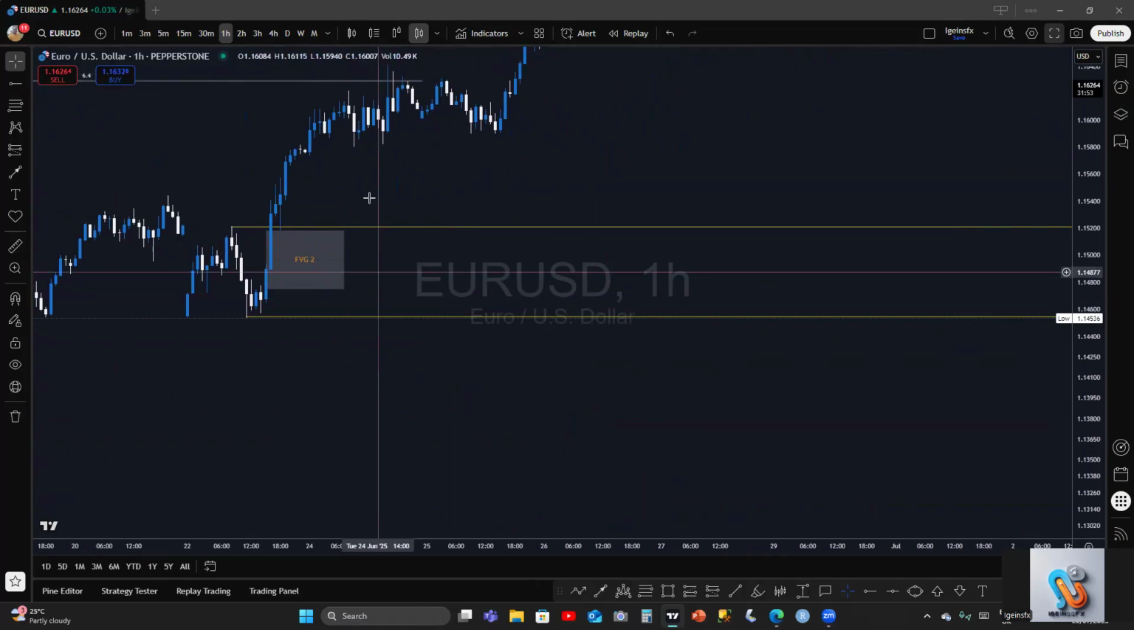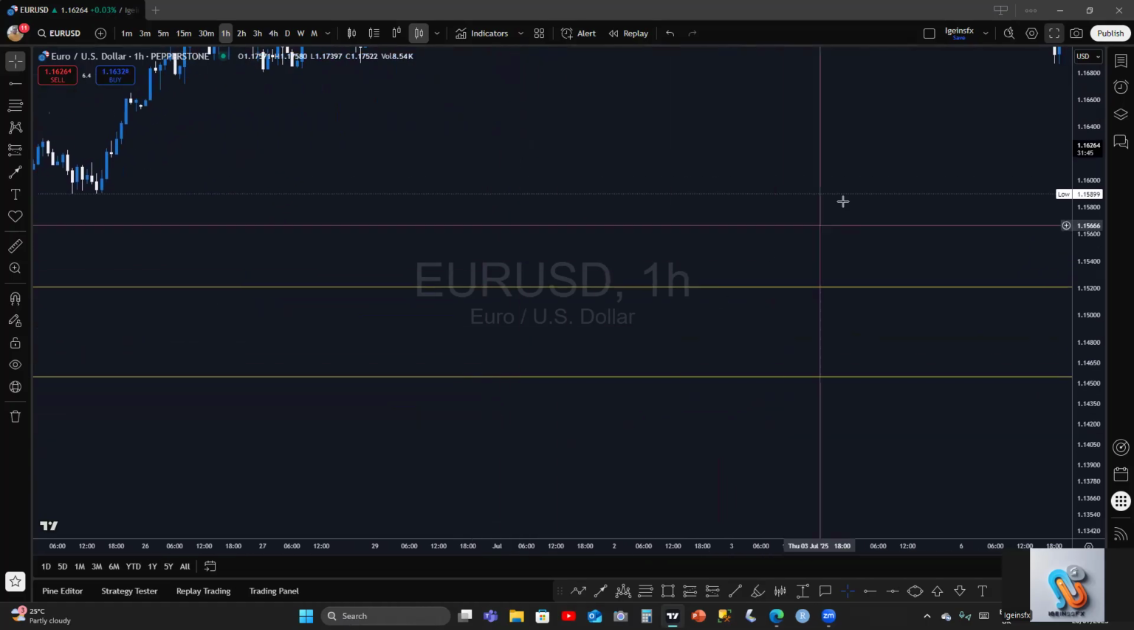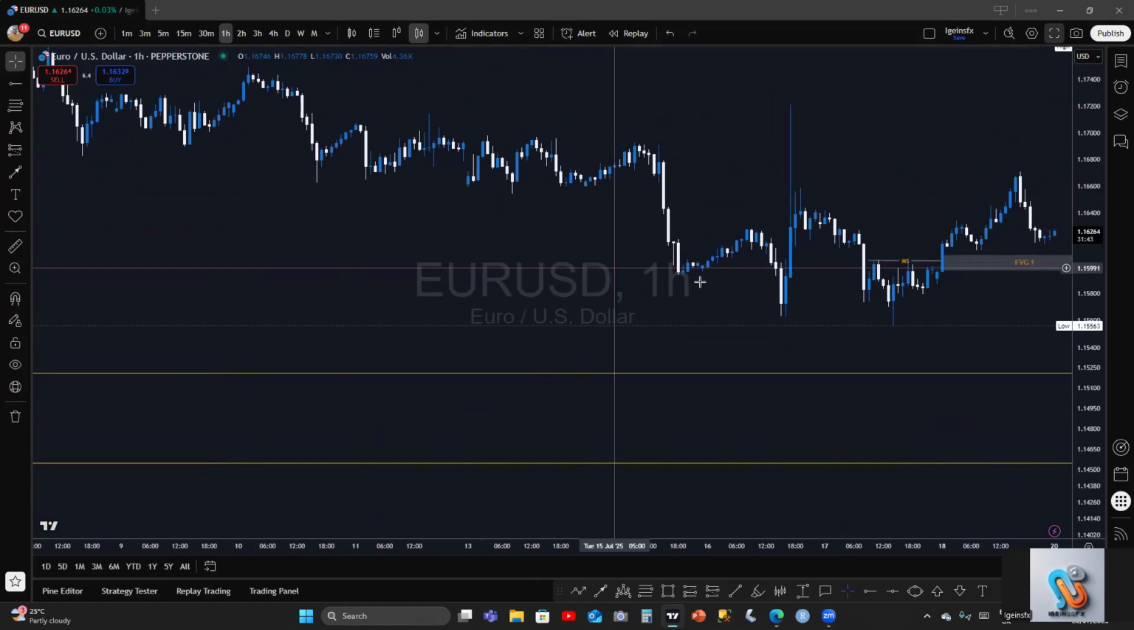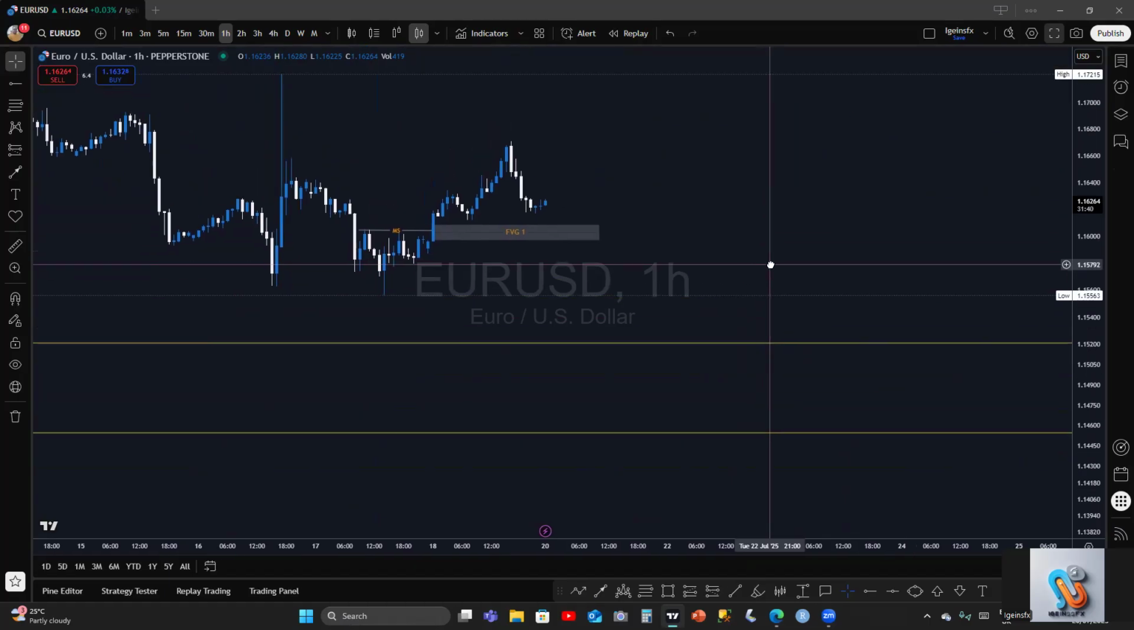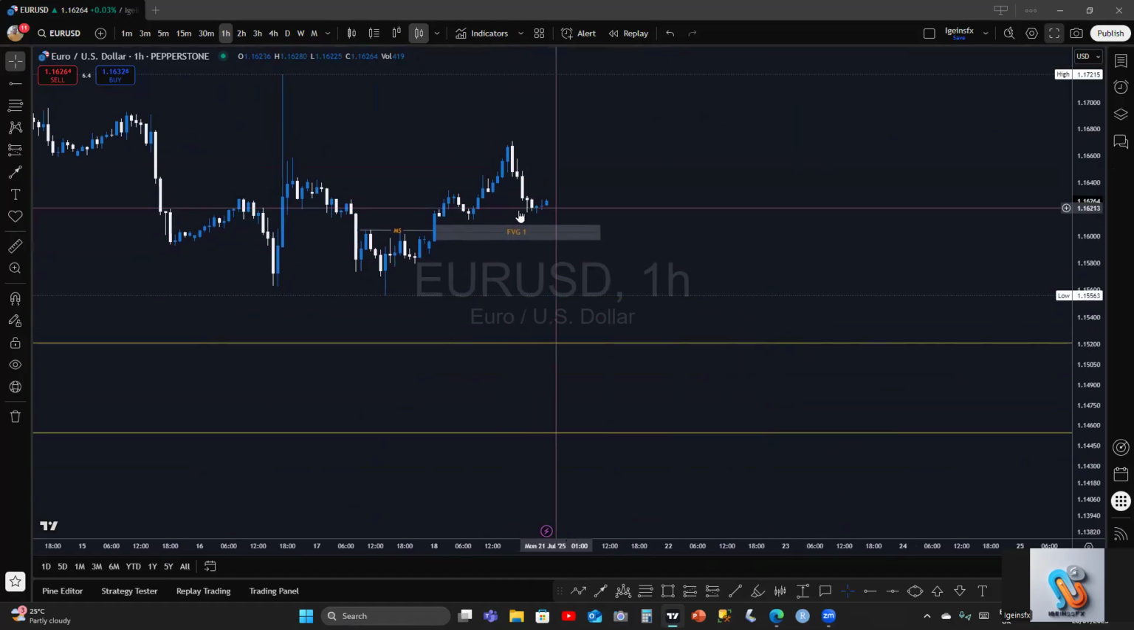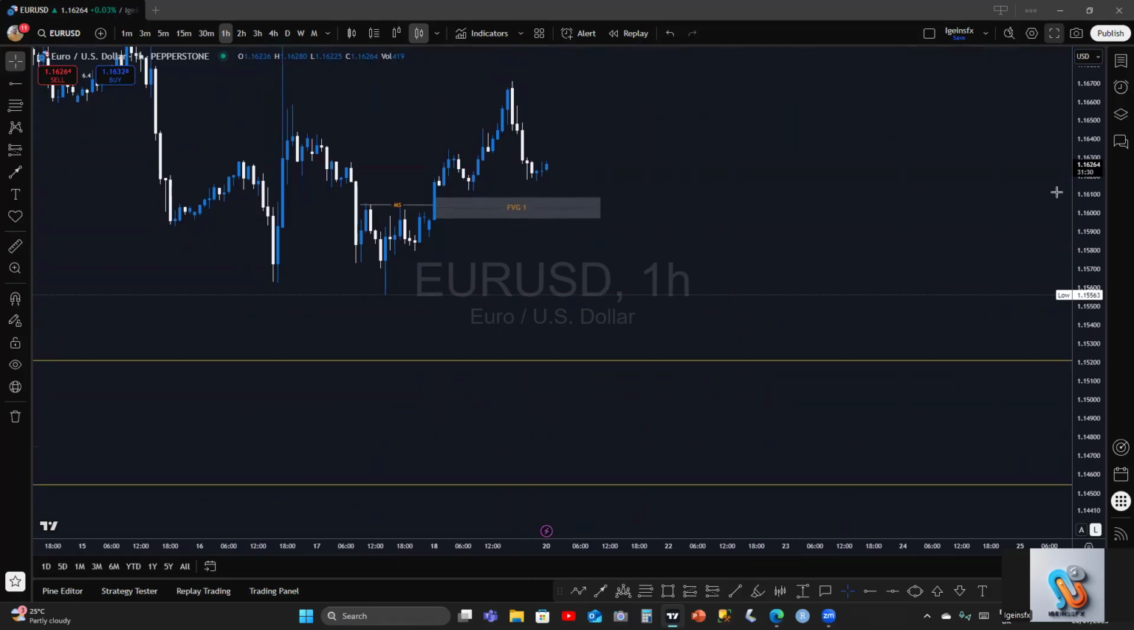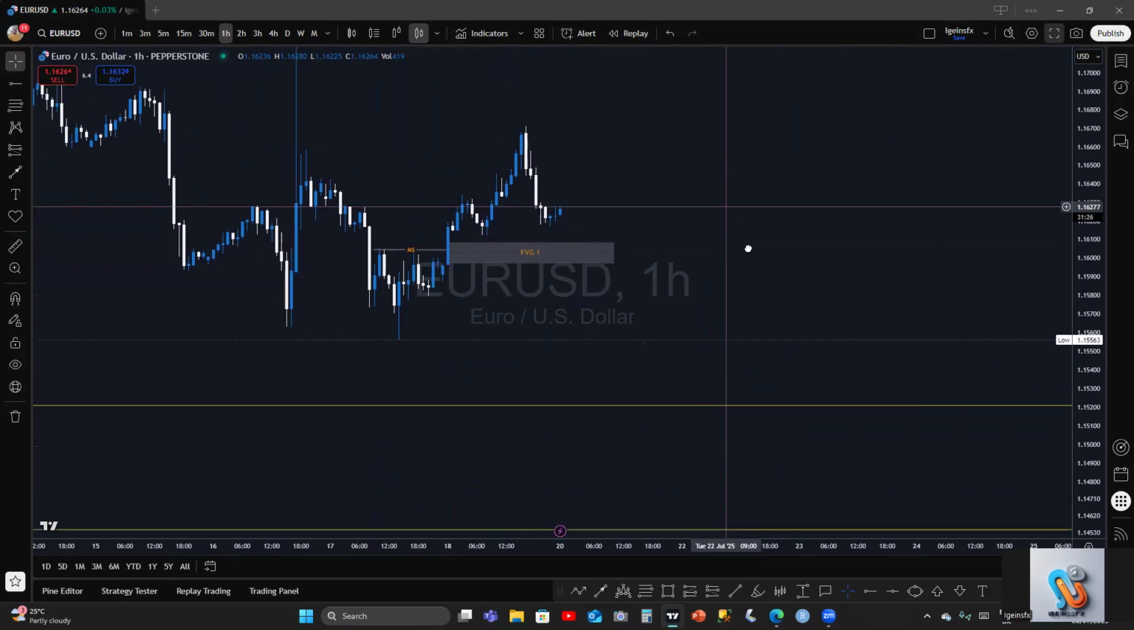Once price plays into this area, this level here, and you see a reaction, don't hesitate to take your trade. And this very one, once price pulls back to this point, and once you see any hesitation, don't hesitate to take your trade.